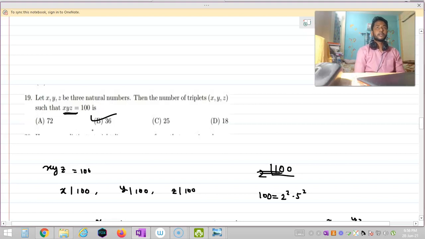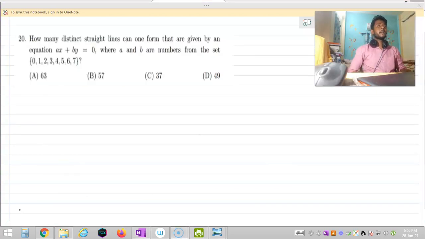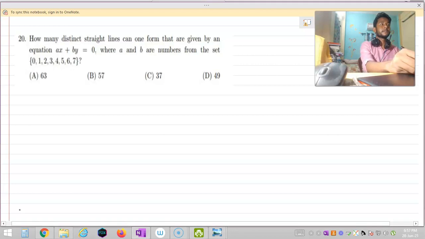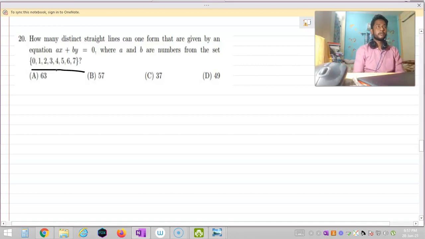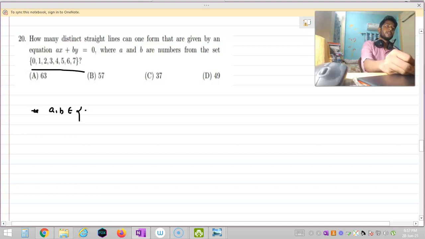Now let us solve question number 20, which says: how many distinct straight lines can be formed that are given by the equation ax plus by is equal to 0, where a and b are numbers from the set 0 to 7? So I have to find the number of distinct straight lines of the form ax plus by equal to 0 when a and b are chosen from this set. So a, b belongs to 0, 1, 2 up to 7.